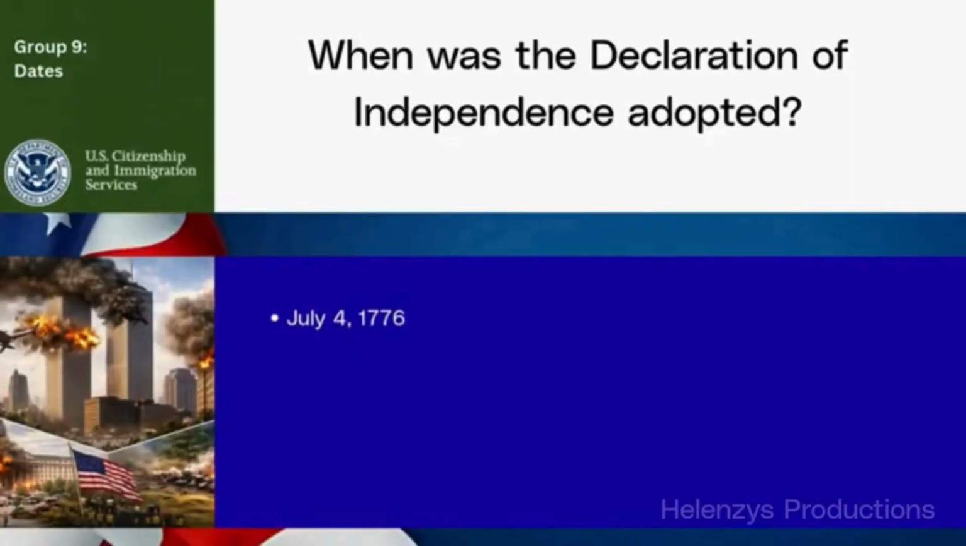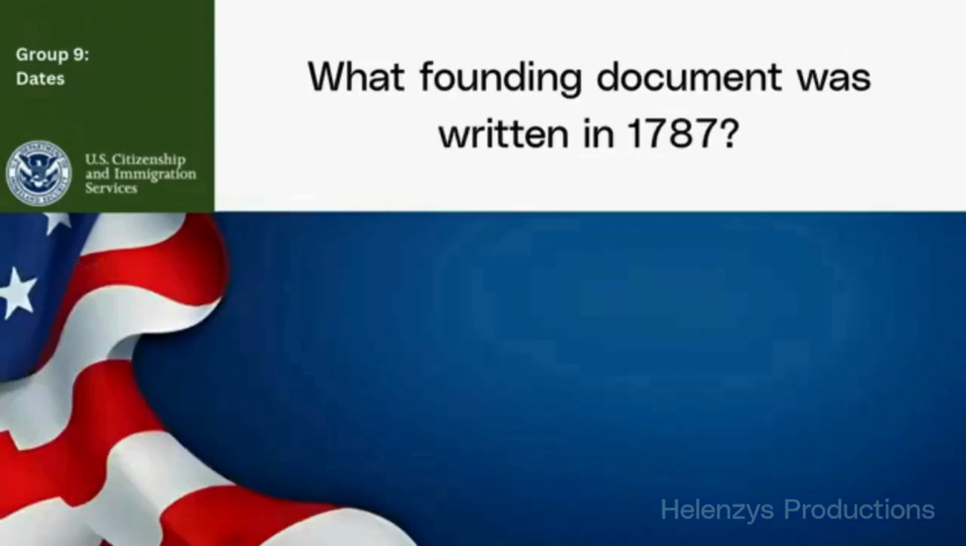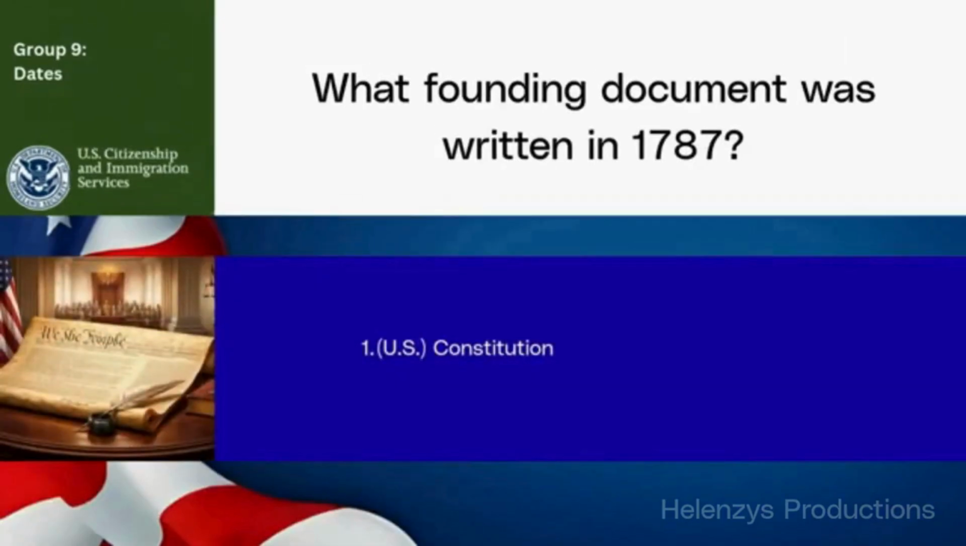Quick recall. When was the Declaration of Independence adopted? July 4, 1776. What founding document was written in 1787? U.S. Constitution.